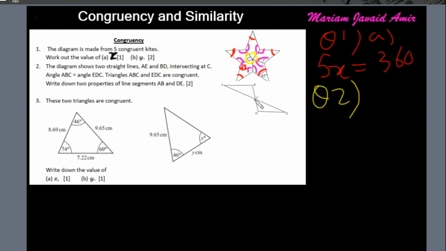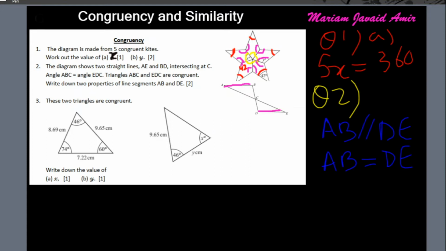Alright, since these two triangles are congruent, we have to write two properties of these. The first property is that AB is parallel to DE, and the second property is AB equals DE. These are the two properties. Now I understand that these should be equal since they're congruent, so this side will be equal to this side. But why are they parallel? How do we know that these two lengths are parallel?